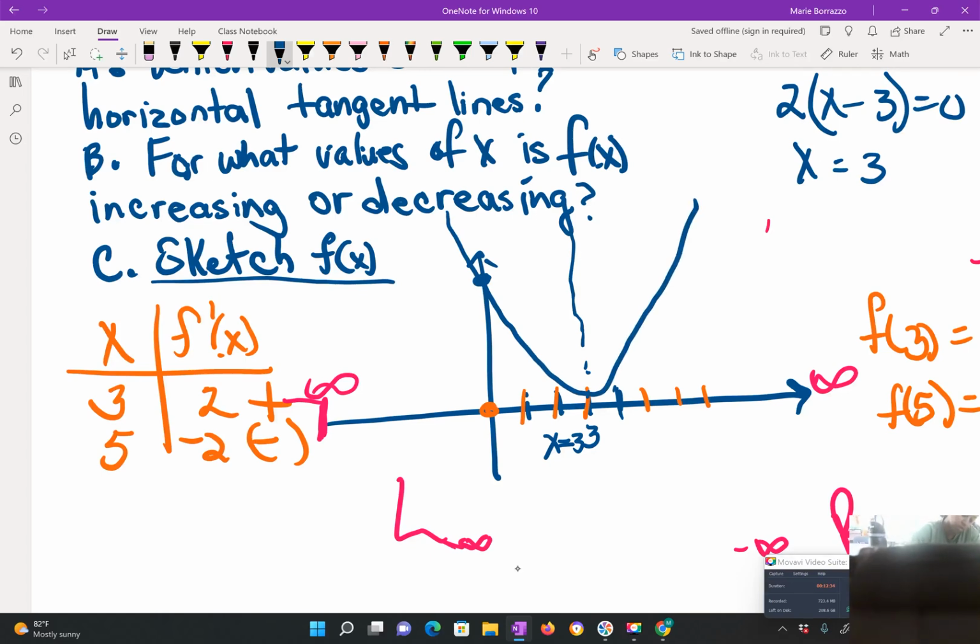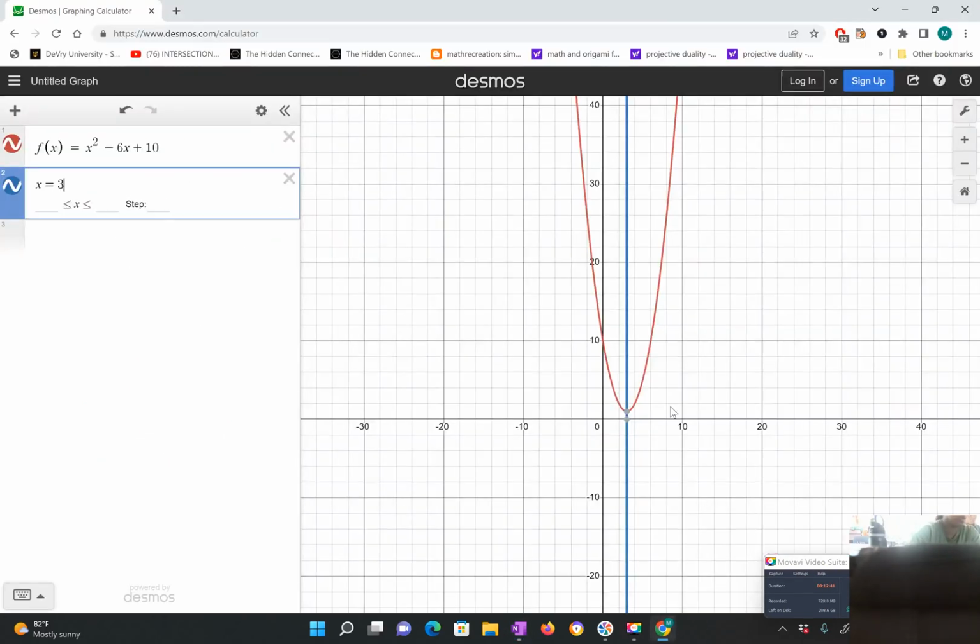Boy, no. It should be touching the x-axis. So let's take a look at what this picture looks like on Desmos. Actually, no, it's correct, the way I drew it. So at 3, 1 is a vertex. Do you know how to find a vertex?